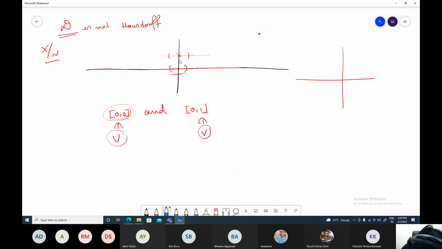This one. For this point, if you take this as a neighborhood, then its inverse image will be this one union this one and this one. So in any case, this U and V will have non-empty intersection. Is it clear?